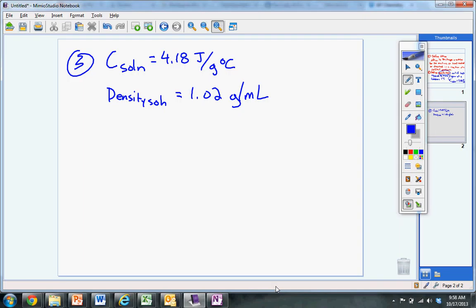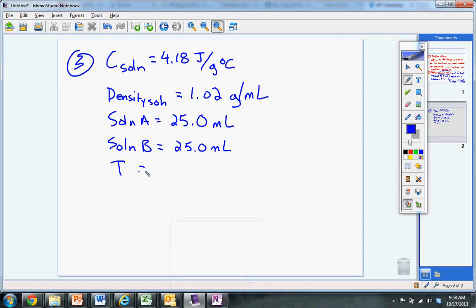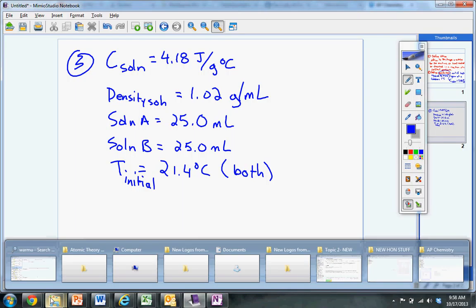Now I'm going to need your help with the calculators, so just have those ready. The solution is formed by combining 25 mL of solution A with 25 mL of solution B. Let's go ahead and list that out, just so we know what we're doing. 25.0 milliliters, solution B, 25.0 milliliters. Okay, so we have that. With each solution initially at 21.4 degrees. So I'm going to say T equals 21.4 degrees Celsius, T initial. Slow me down if you need to stop me. I'm just looking at it, deciphering what it says, so I can solve it in a minute.